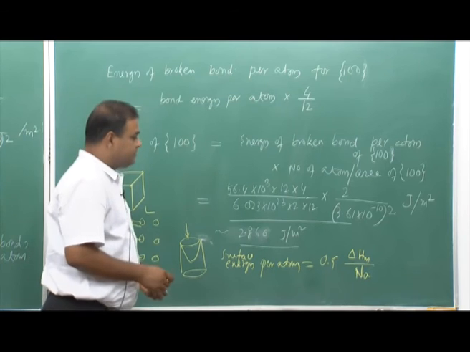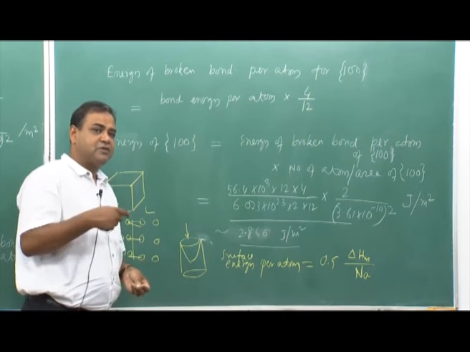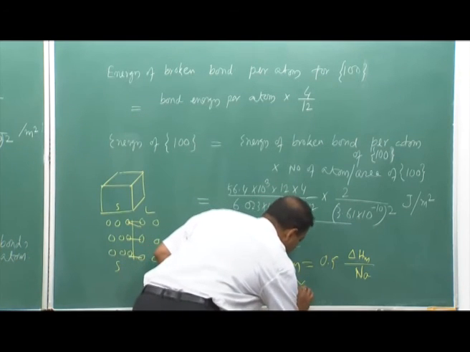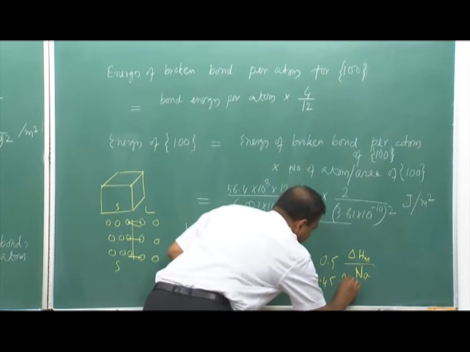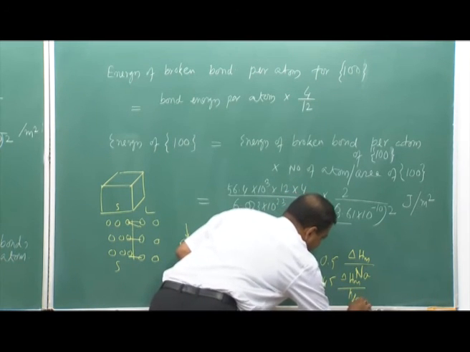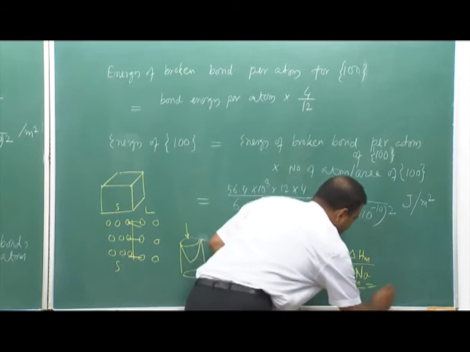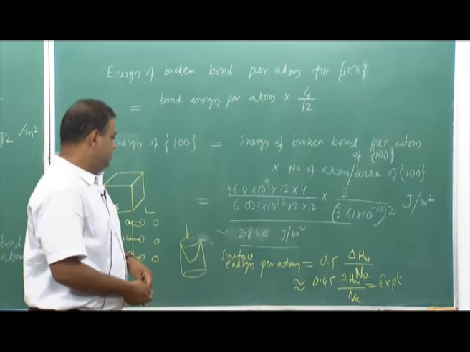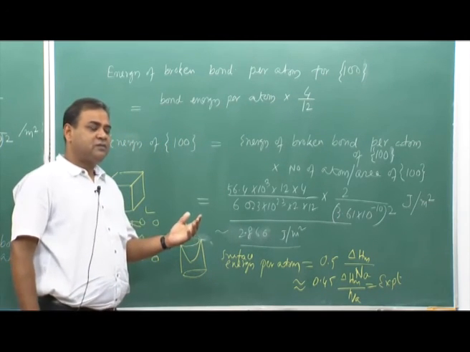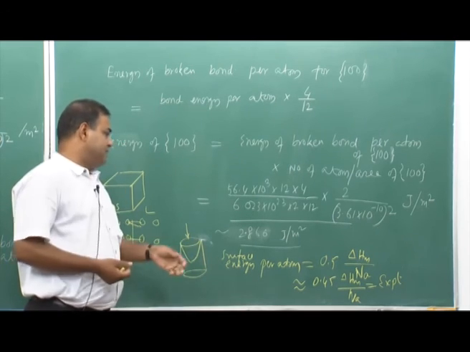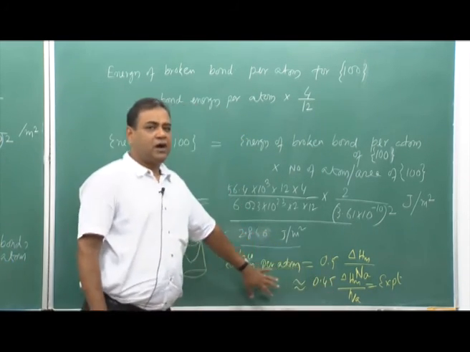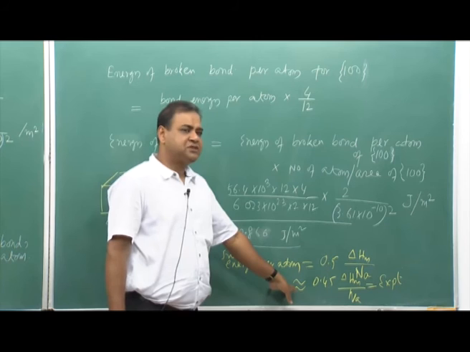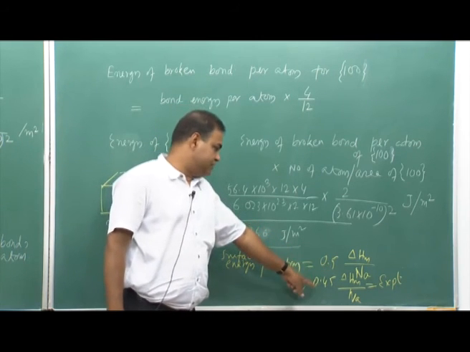People have seen that the calculated surface energy for the solid-liquid interface falls close to 0.45 delta Hm by Na. This is close to the experimentally found value. So, instead of doing complicated experiments, we can use this formula in the case of normal metals, and we do find that there is a match between experimentally found values and this value.